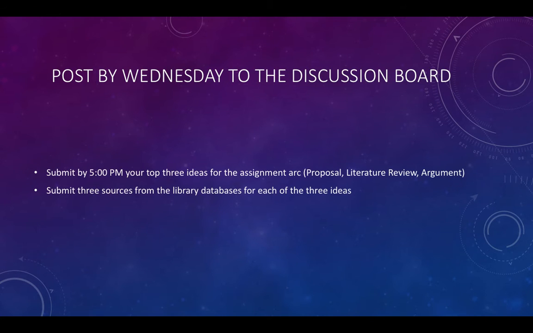So, as I mentioned, by Wednesday of this week, which is September 12th, make sure you post to the discussion board your top 3 ideas for the assignment arc. And again, that's 3 separate papers composed in the assignment arc: the proposal, the literature review, and the argument. Then also on the discussion board, submit 3 sources from the library databases for each of the 3 areas. Schaefer Library is an excellent resource. They're very helpful there. You can ask online, you can ask in person if you're not sure how to locate credible sources to use with this.